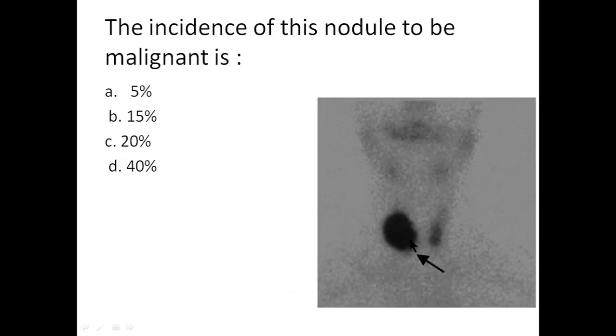Another thyroid scan and another hot nodule. The incidence of this nodule to be malignant. احنا قلنا cold كان الانسيدنس 20%. الهوت الانسيدنس is 5%. Go for A.